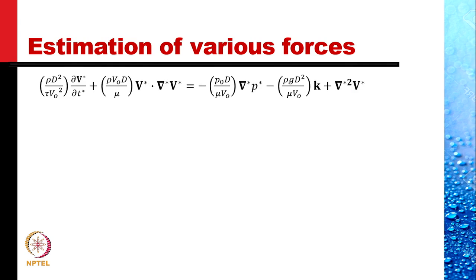Here we have made the coefficient of this term, the last term, which was the viscous force term, to be 1. And then this is the ratio of inertial force to viscous force. This is the ratio of inertial force, convective, to the viscous force. This is for the pressure to viscous force, and this is gravity to viscous force.